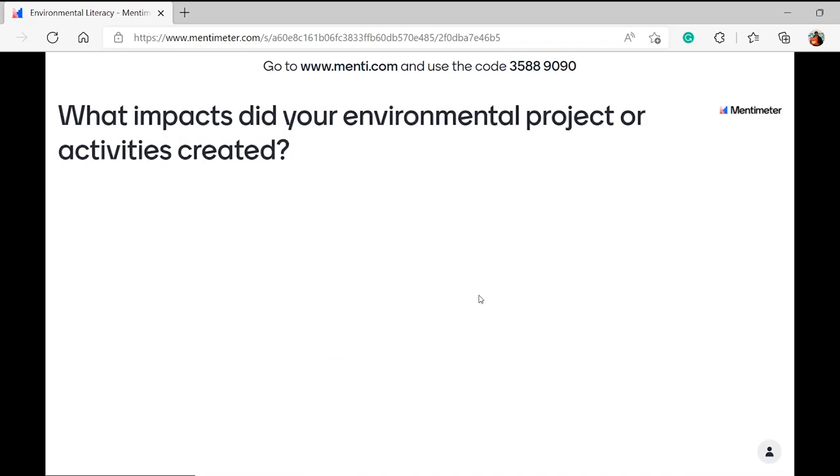So, just share what impacts your environmental project or activities created. You shared a lot of wonderful activities or projects. What impact did it create? Try to be as specific as possible.